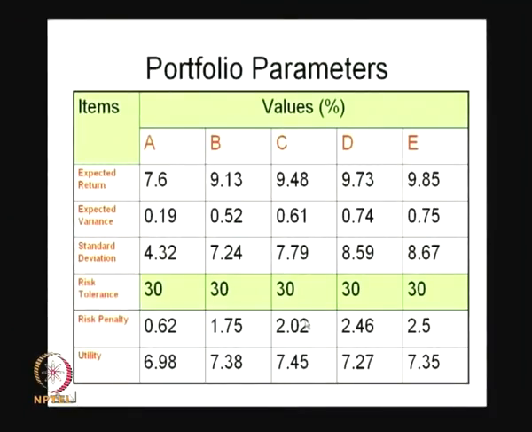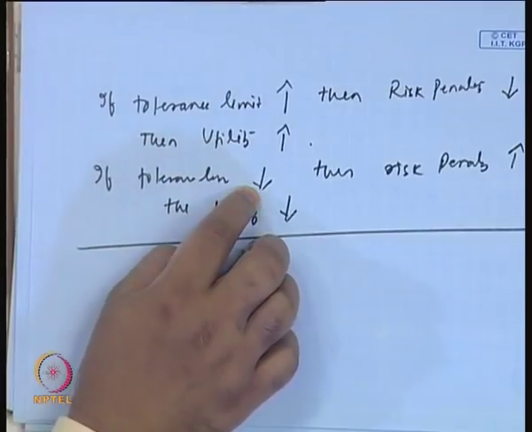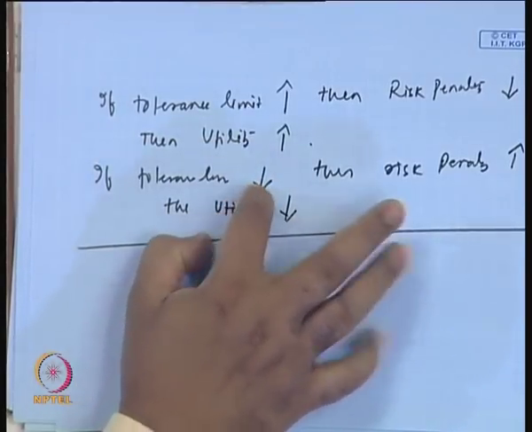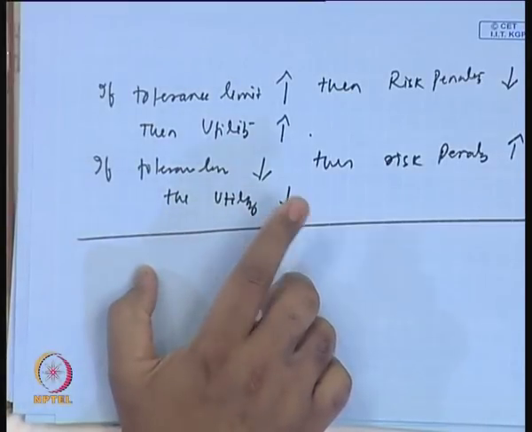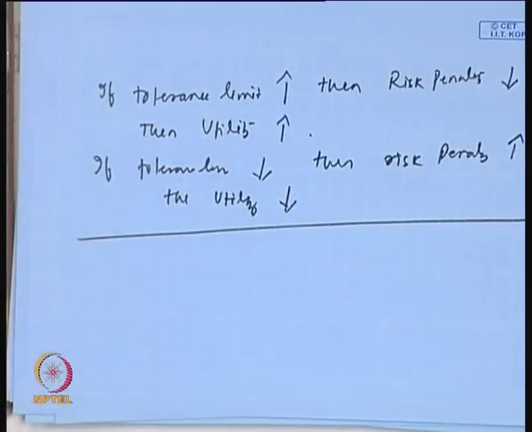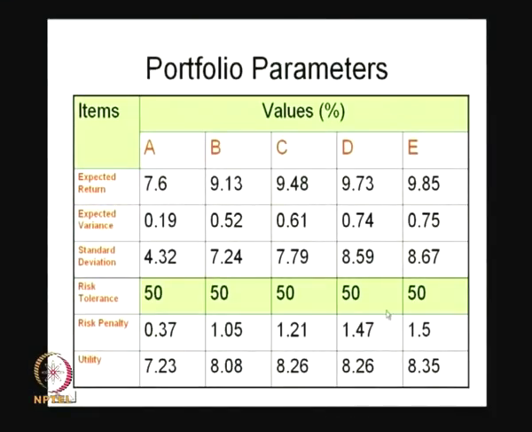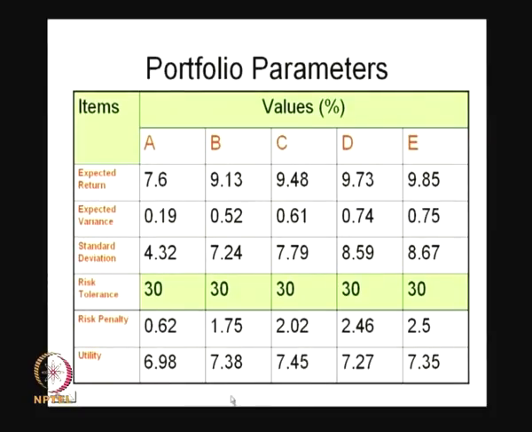Another observation is that once the risk tolerance limit has gone down, the risk penalty has gone up, and finally the utility has also gone down. In the previous case, E was the optimal portfolio maximizing the utility, but in the next case the portfolio has changed. Now C is the optimal portfolio which maximizes the utility.